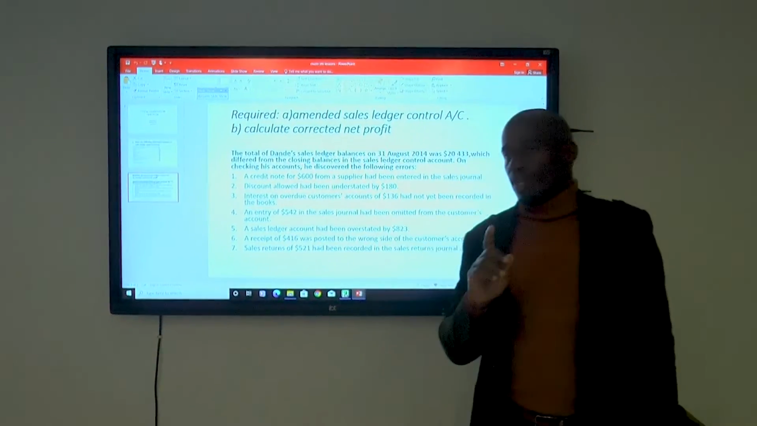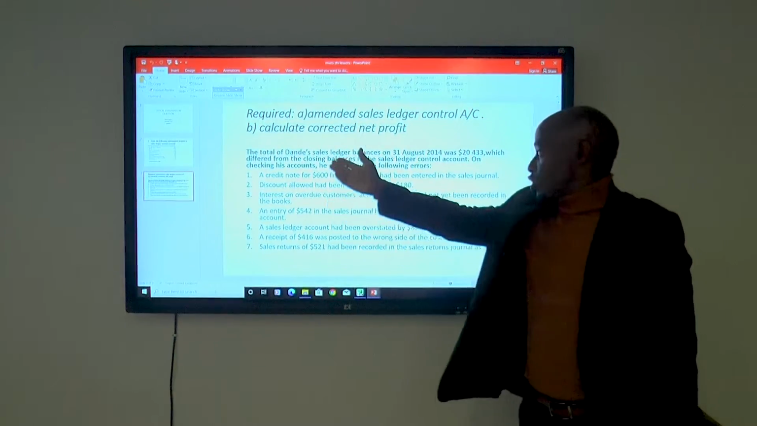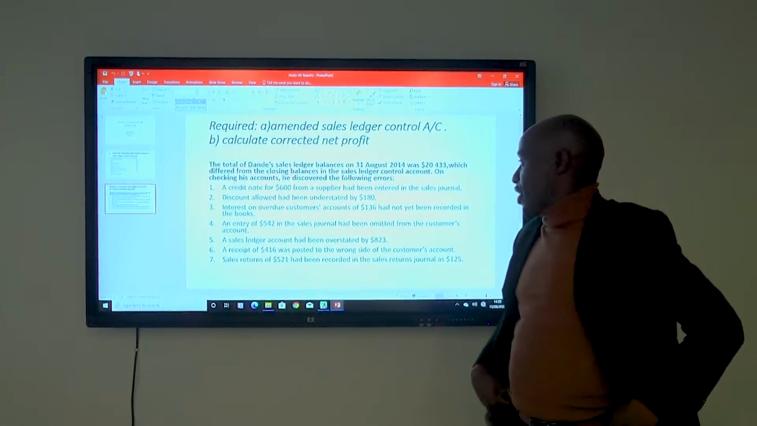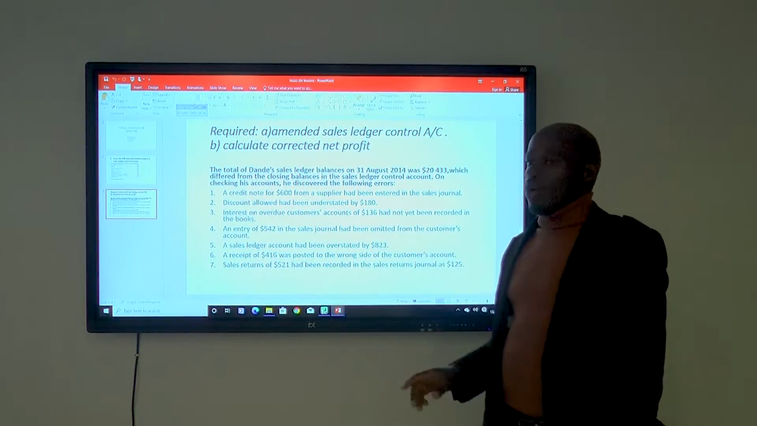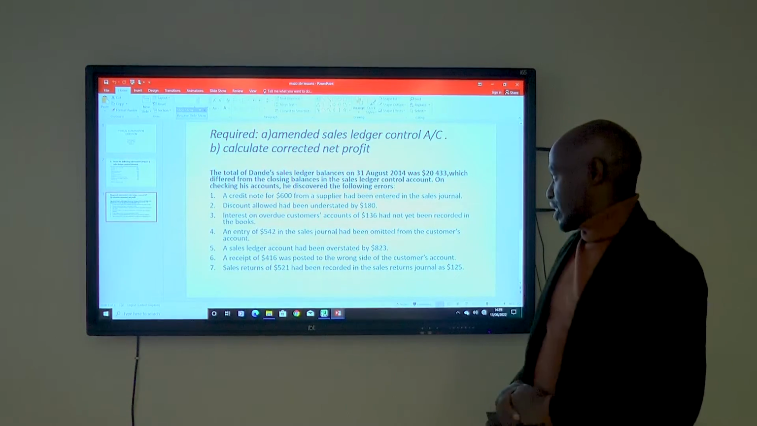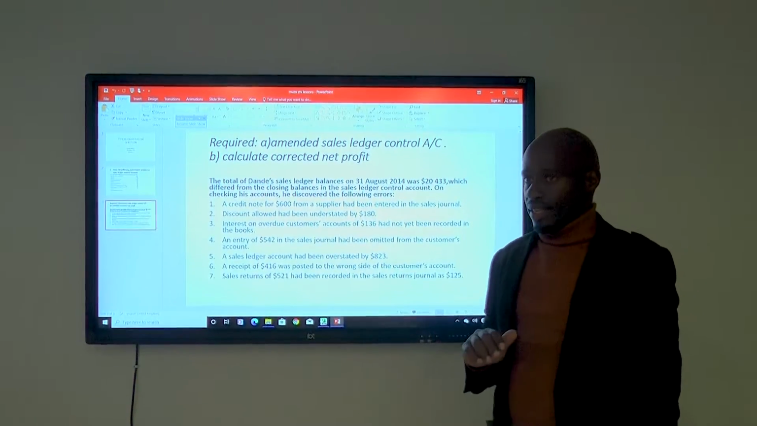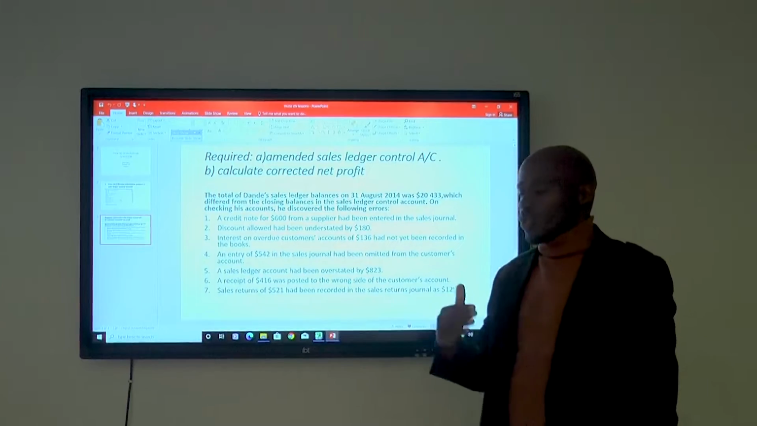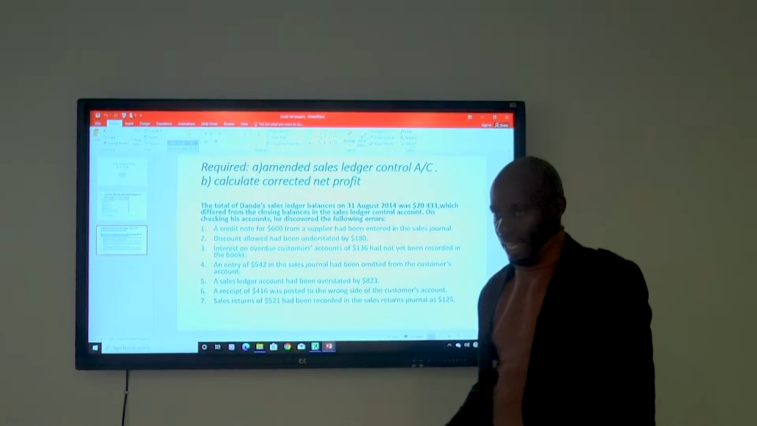Now, part B of the November 2015 paper 2 accounting question: the total of Dundee sales ledger balances on 31 August 2014 was 2433, which differed from the closing balances in the sales ledger control account. Now, you would remember that our closing balance, according to our sales ledger control account, was $19,500. This is a quick recap from our previous lesson. What we now want to do is to make corrections to errors identified here.